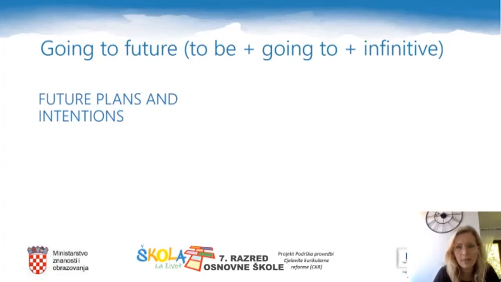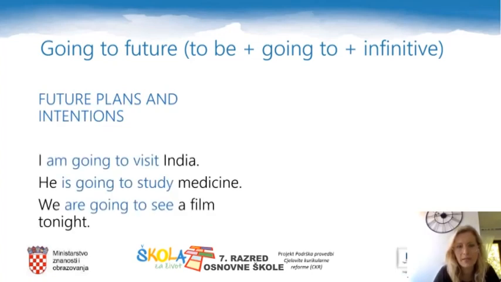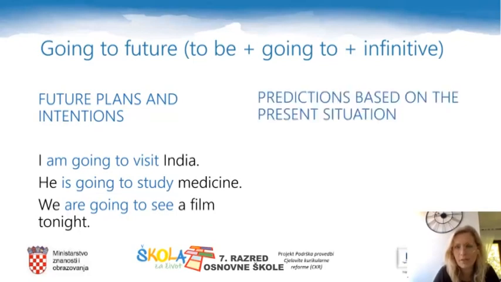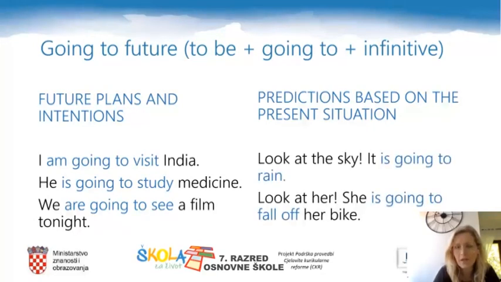And let's take a look at some examples. I'm going to visit India. He's going to study medicine. We are going to see a film tonight. But this verb phrase is also used for predictions based on the present situation, so a consequence of a present situation. For instance, look at the sky. It is going to rain. Look at her. She's going to fall off her bike.